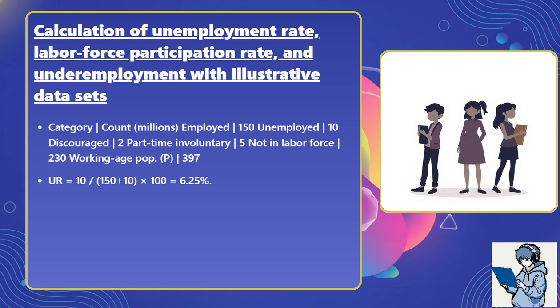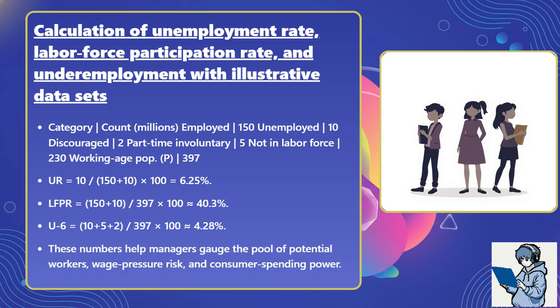Calculations. Unemployment rate equals 10 divided by (150 plus 10) times 100 equals 6.25%. Labor force participation rate equals (150 plus 10) divided by 397 times 100, approximately 40.3%. U6 equals (10 plus 5 plus 2) divided by 397 times 100, approximately 4.28%.